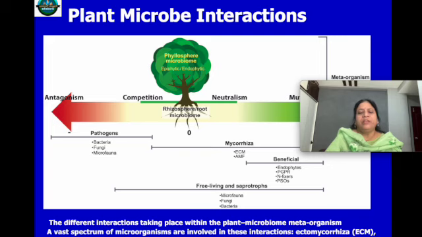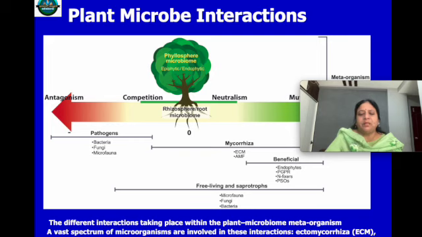So, if you see the pathogens, bacteria, fungi and microfauna, we will discuss in detail what are all the bacteria, fungi and microfauna which cause diseases to the plants. Coming to the beneficial organisms, the mycorrhiza, the beneficial endophytes, plant growth promoting rhizobacteria, nitrogen fixers, phosphate solubilizers, all these things are very good for the plant.